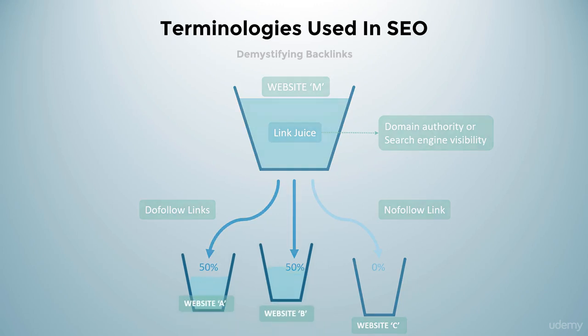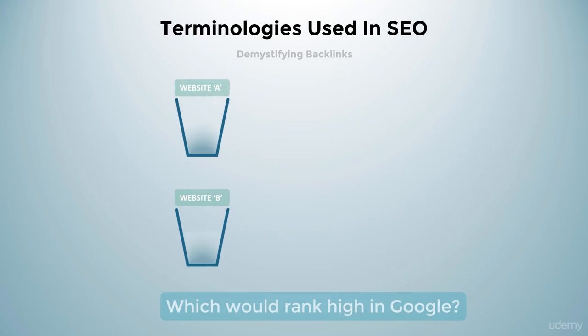Let me ask you a simple question. Website A has got 1000 dofollow backlinks and website B has got 10 dofollow backlinks. Which website would rank high on the Google search engine? Let's see the answer in the next lecture.